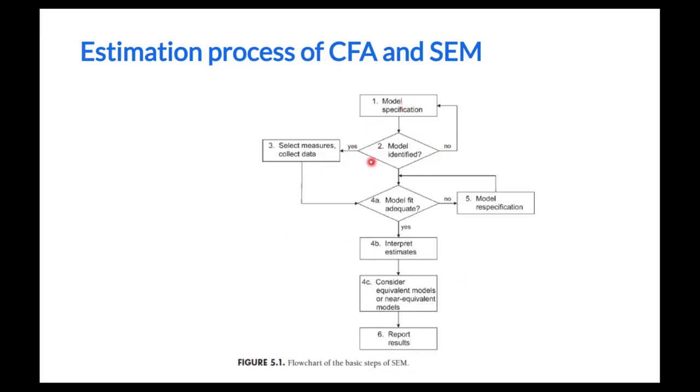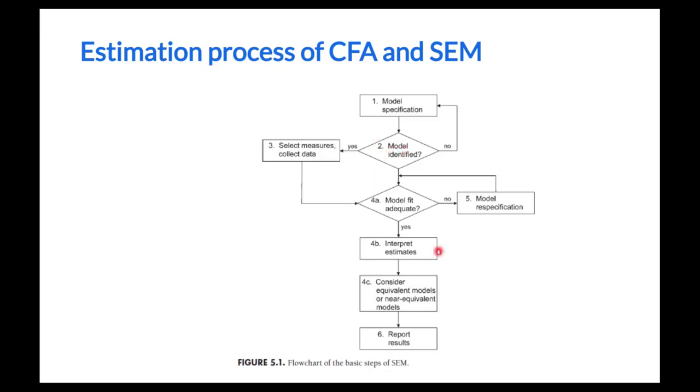After that, we need to check the identification of the model. This is mainly about whether we have enough information in order to make this estimation. For example, do we have enough indicators in order to estimate a latent variable? Do we have enough cases in order to make our estimation? If we have enough information, we can go on to make the estimation and evaluate the adequacy of the model. If we don't, we need to think again about whether this is the proper approach. And then we estimate the model.